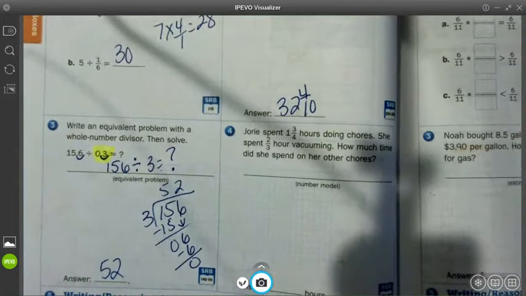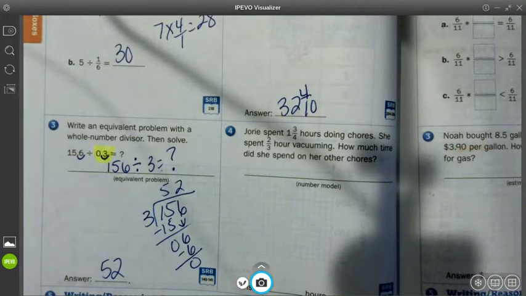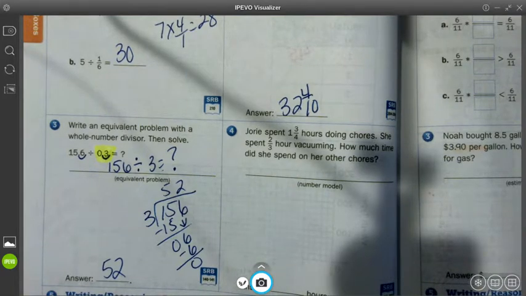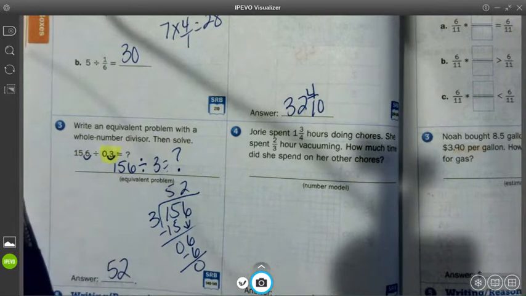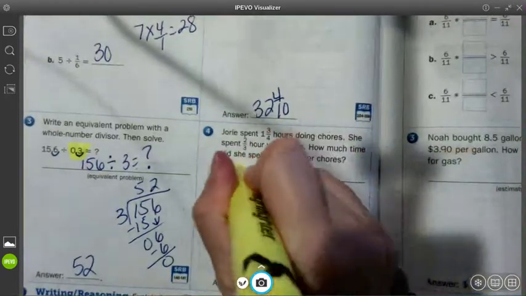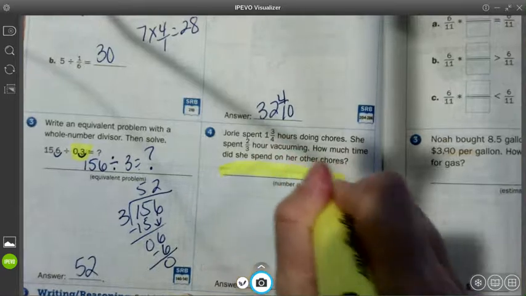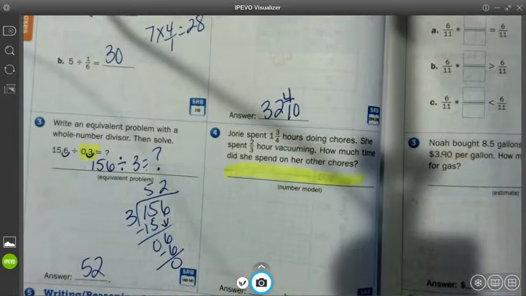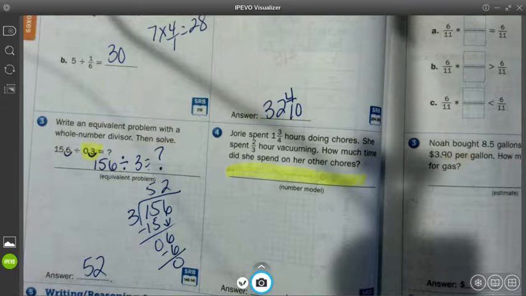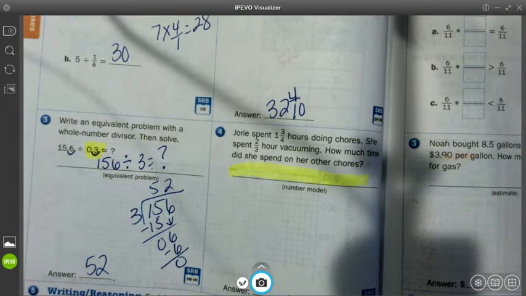Number 4 says, Jory spent 1 3/4 hours doing chores. She spent 2/3 hours vacuuming. How much time did she spend on her other chores? I want you to pause the video, reread that problem if you need to, think about it, and for the first part, just write this number model. And then when you have your number model, unpause the video and let's make sure your number model is correct before you start to solve. So pause it and think about what the number model would be.